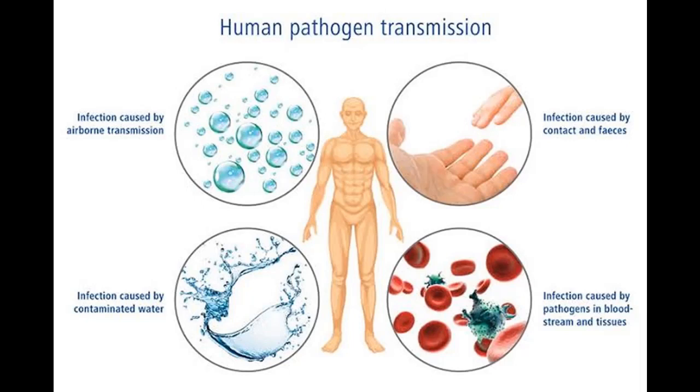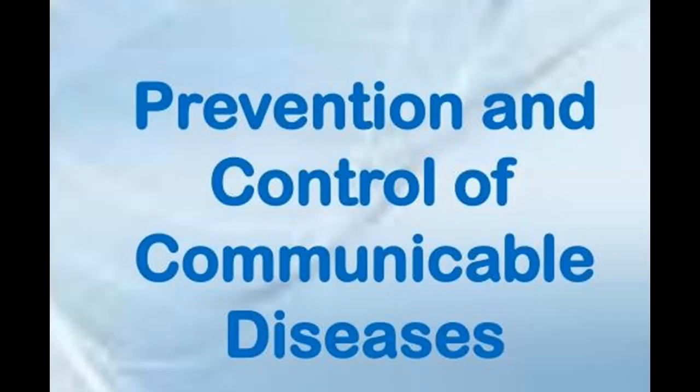Healthy people can also spread disease if they are carriers. These are the people who themselves may be immune to the organisms they harbor but can be a source of transmission to others, as happens in the case of typhoid. Now, prevention and control of communicable disease. Next, we will learn about how to control communicable disease.